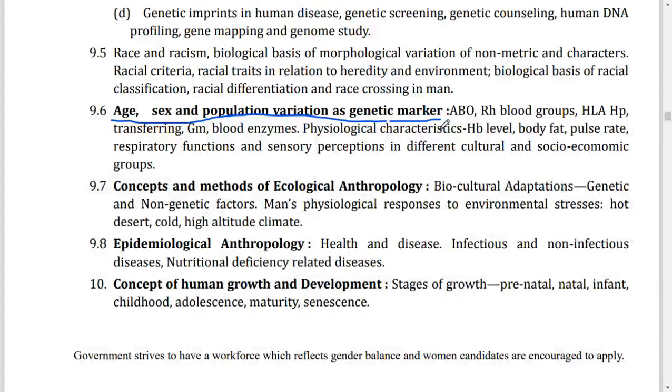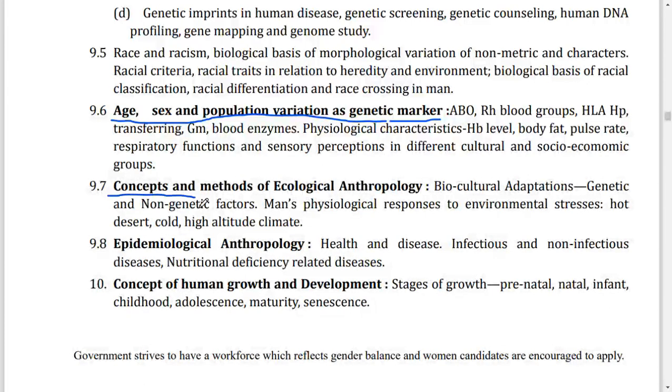ABO, Rh blood groups, HLA, Hp, transferrin, Gm, blood enzymes, physiological characteristics, Hb level, body fat, pulse rate, respiratory function, and sensory perceptions in different cultural and socio-economic groups.